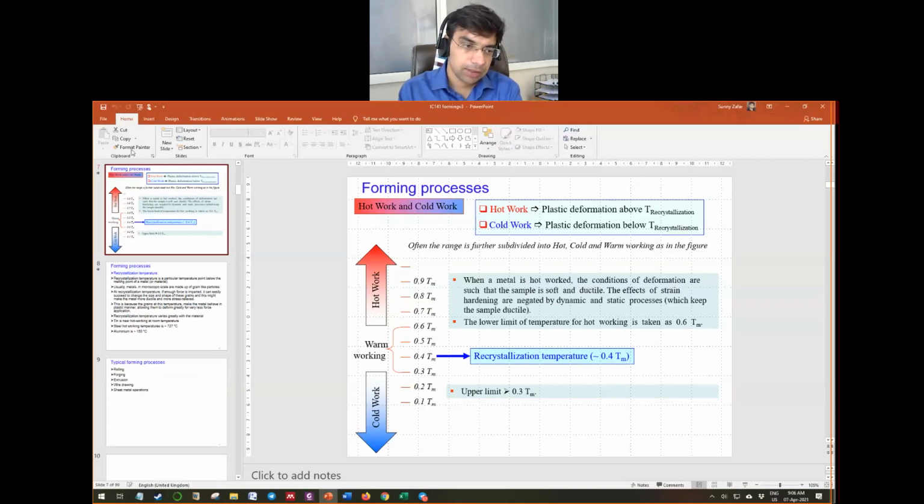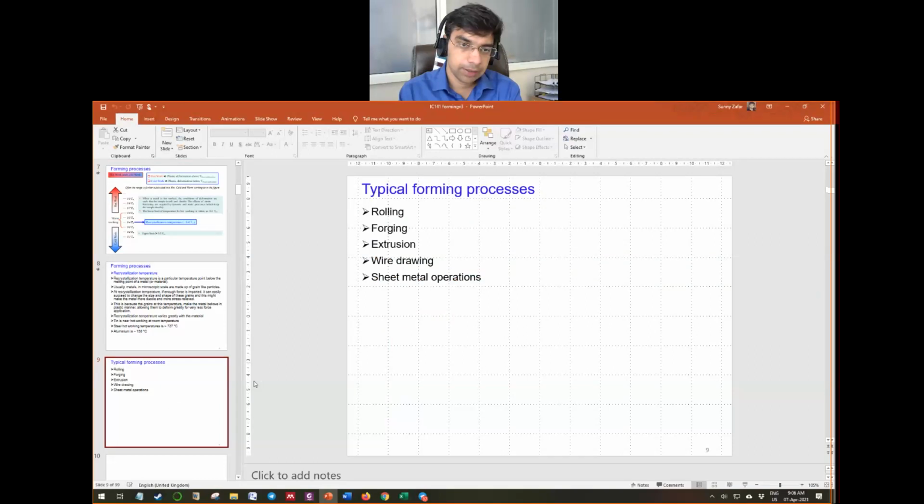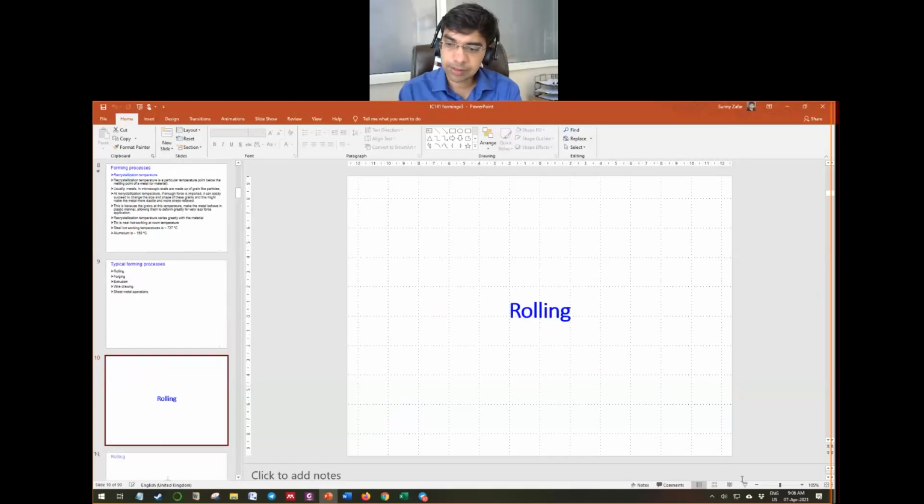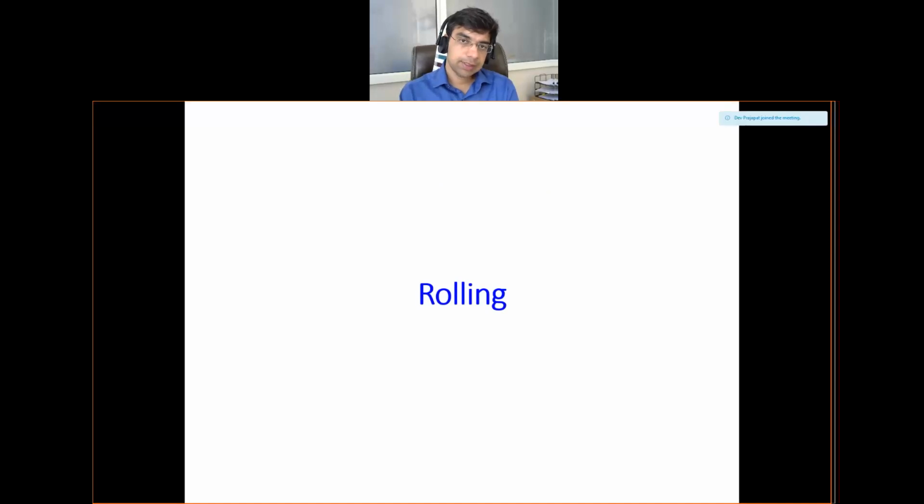So in today's class, we move ahead and discuss the first process, that is the rolling process. Rolling, as the name itself tells, involves the application of compressive forces to change, in particular, the thickness of the workpiece. In most forming processes, the workpiece is termed as stock. We call it stock.